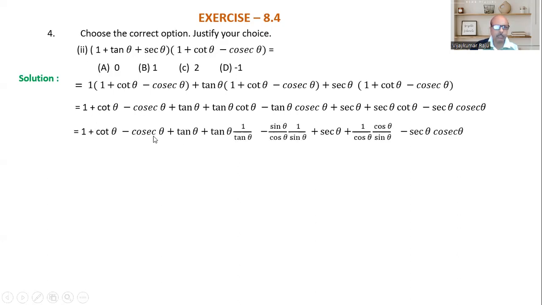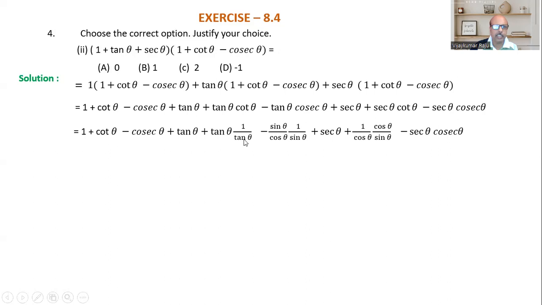1 plus cot minus cosec. Tan into cot. Cot, you know, is 1 upon tan. So replace cot with 1 by tan. Minus tan is sine upon cos and cosec is 1 by sine. So sine upon cos into 1 by sine. Plus sec. Plus 1 by cos into cos upon sine minus sine, sec into cosec.